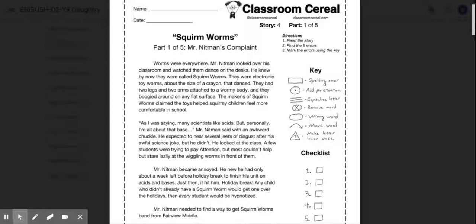They were electronic toy worms, about the size of a crayon, that danced. They had 2 legs and 2 arms attached to a wormy body, and they boogied around on any flat surface. The makers of squirmworms claimed the toys helped squirmy children feel more comfortable in school.